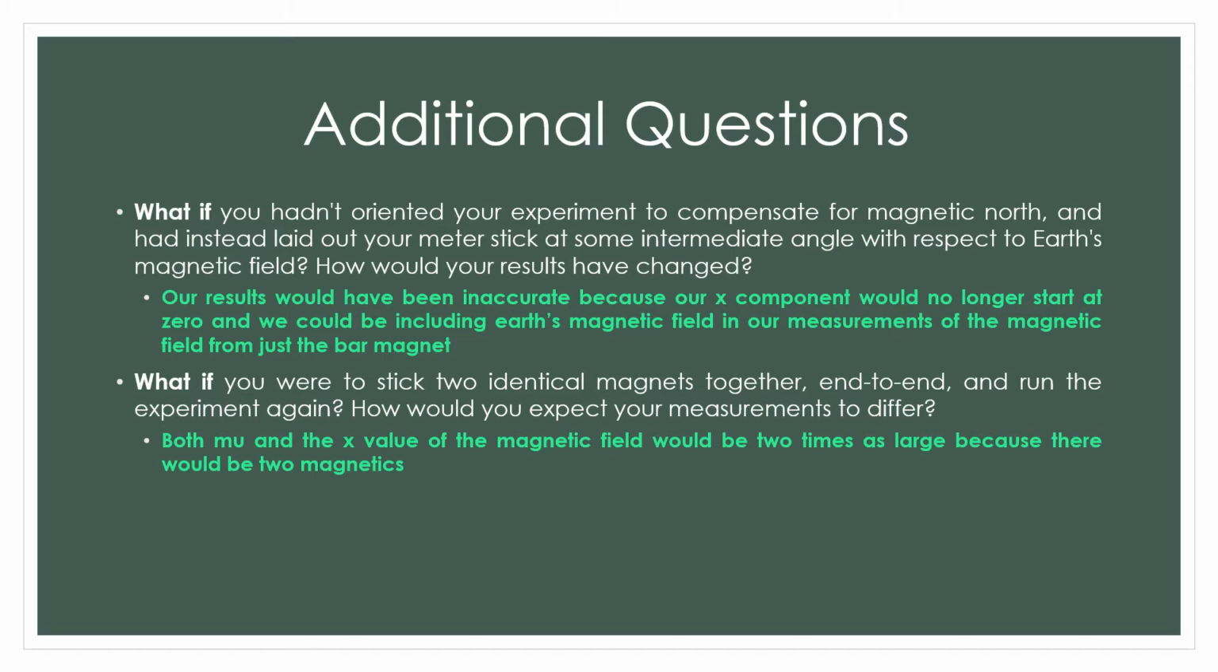If we hadn't oriented the magnetometer to compensate for magnetic north, our x component would no longer start at 0 and we would be including the Earth's magnetic field in our measurement. If we stuck 2 magnets end to end, the x component of the magnetic field and magnetic moment would be twice as large as well.